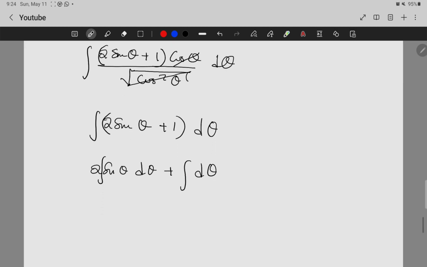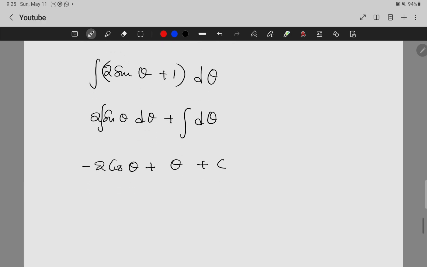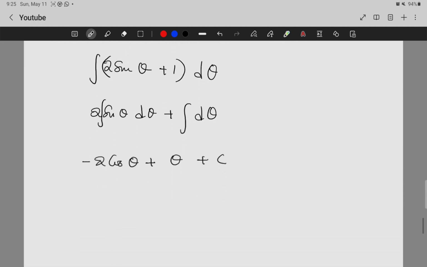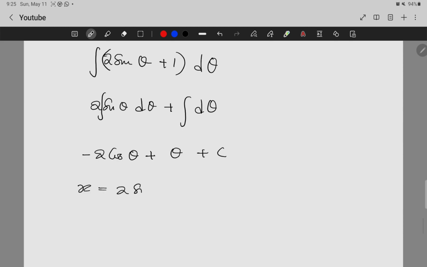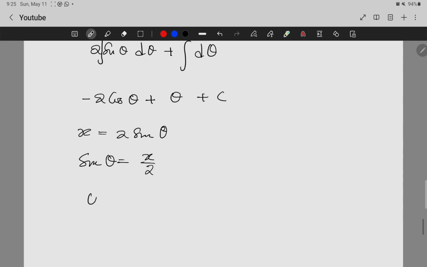The first part, integral of sine, is negative cos, then the integral of d theta will just be theta. Then again, what is theta? So recall where we defined theta, we said x is 2 sine theta. So from here, we see that sine theta is equal to x over 2, so that theta is sine inverse of x over 2. So we now know what theta is, but we need cos theta.